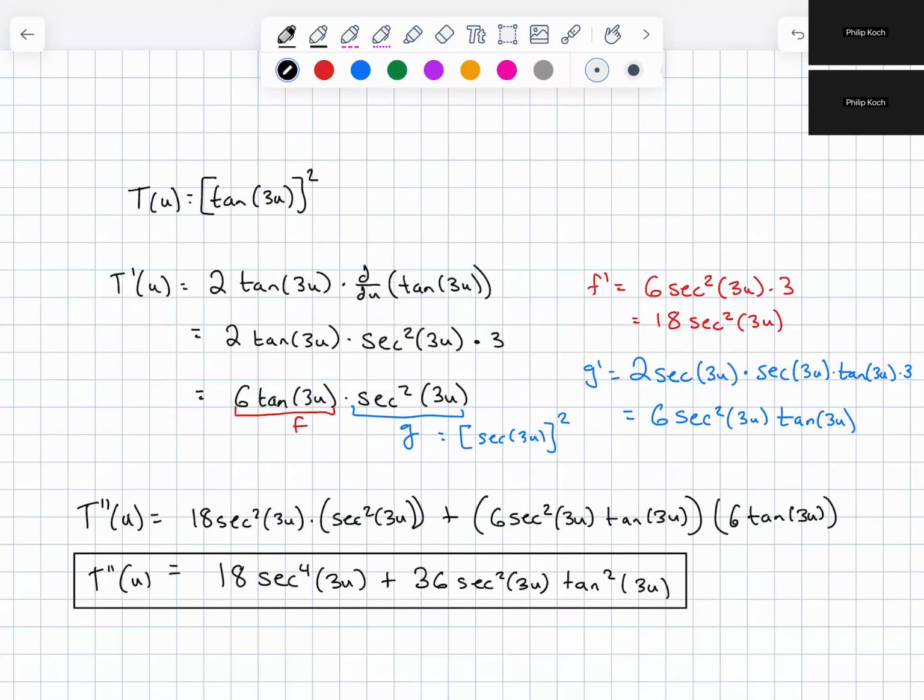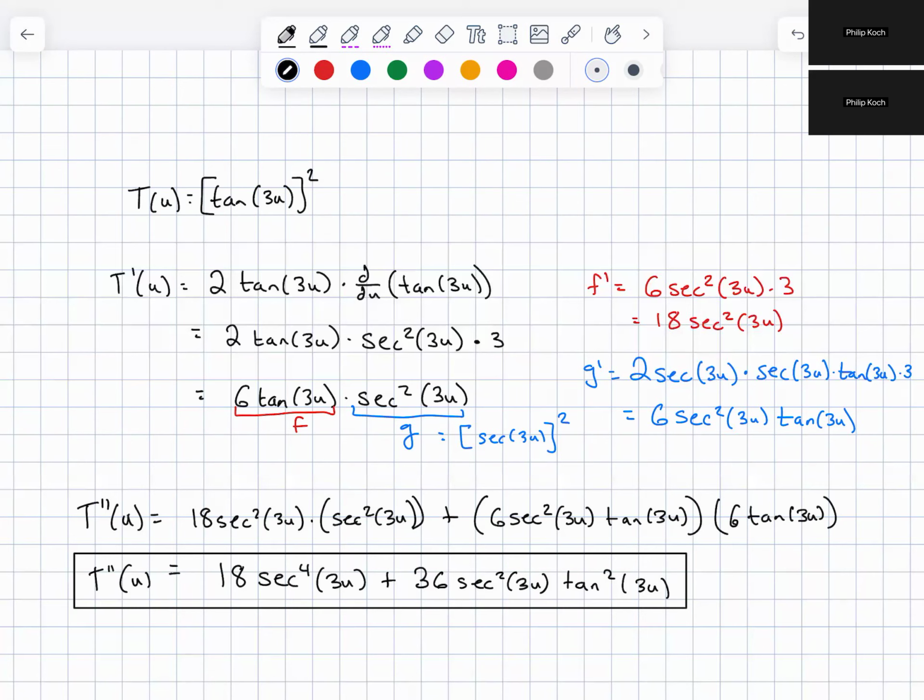But maybe I ended up doing it in my notes correctly. I guess because they're being added, the 18 to the 6 of them. Yeah, because they're being added, they're separate terms. And we can't combine them because that 6 secant squared 3u tangent 3u is like one term there. I almost thought the secant squared with the 6 could be combined with the 18 secant squared, but you can't, because they're separate terms.